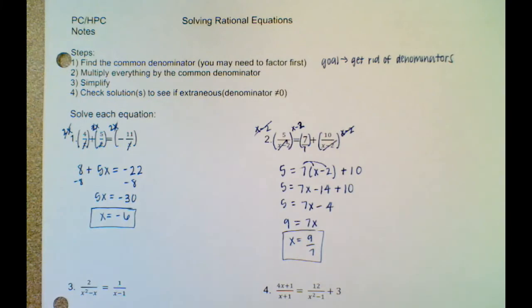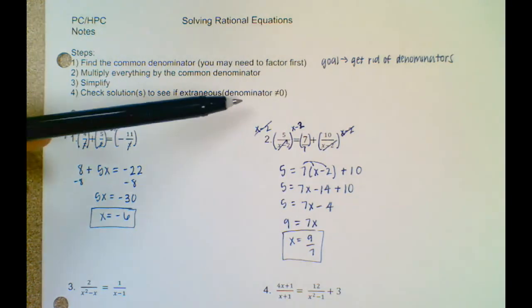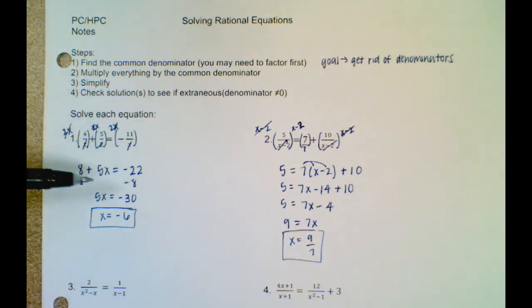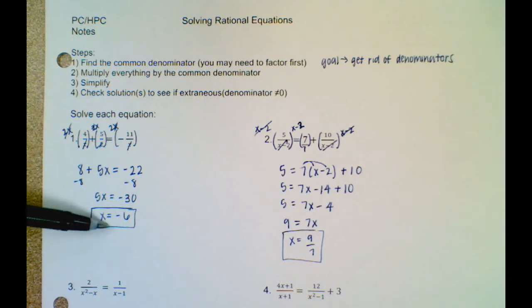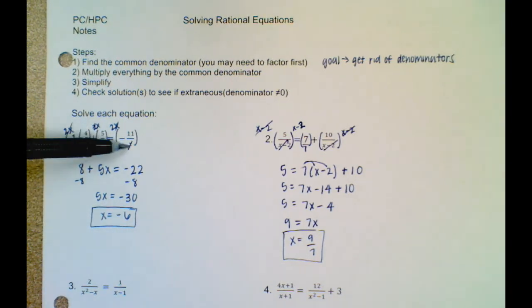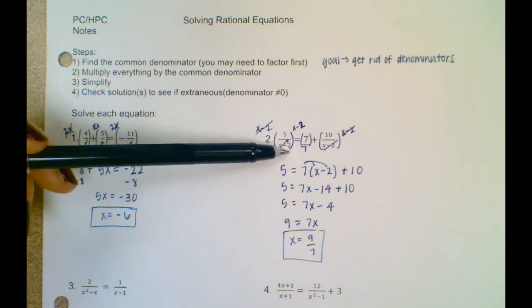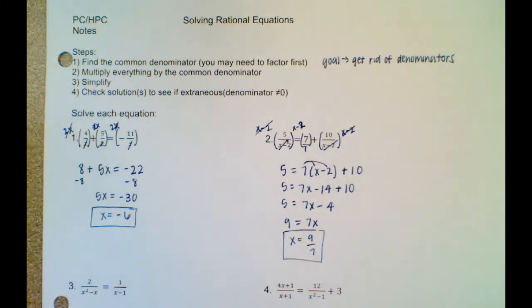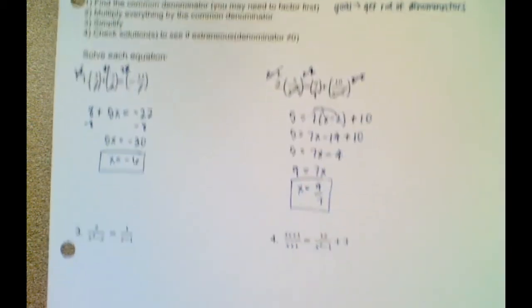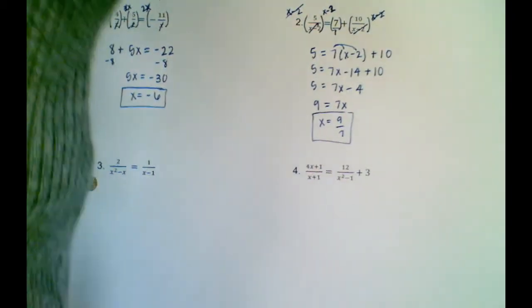Okay? Now, I did forget to mention here on this fourth step, it says check to see if we have any extraneous solutions. What that means is just plug x back into the equation and see if the denominator equals 0. If the denominator does equal 0, then the solution is extraneous. So for an example here, this negative 6, we're not going to get 0 in the denominator. Over here, 9/7 minus 2 will not give us 0, so we're good. So that is a solution. Okay? All right, number 3.